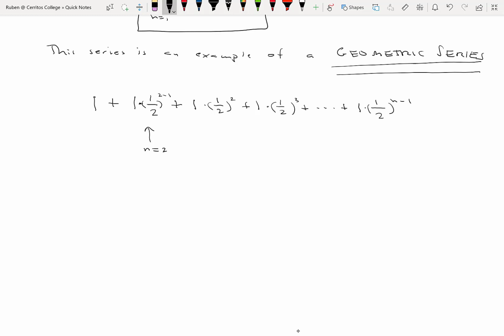When n is 3, the exponent is 3 minus 1. Okay, so the fact that it's 1/2 to the n minus 1 is kind of an important thing in our general form that we're looking for. Okay, so what does a general geometric series look like?